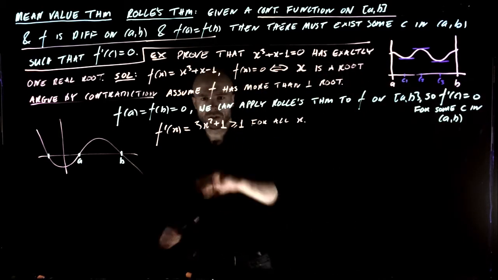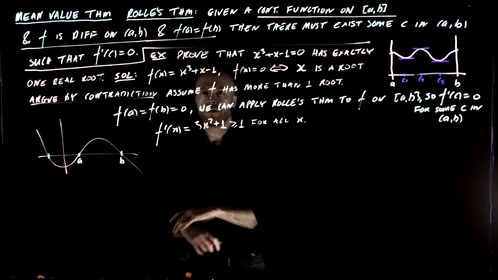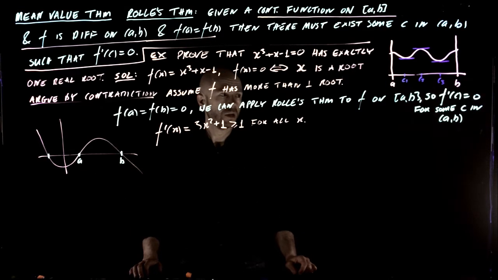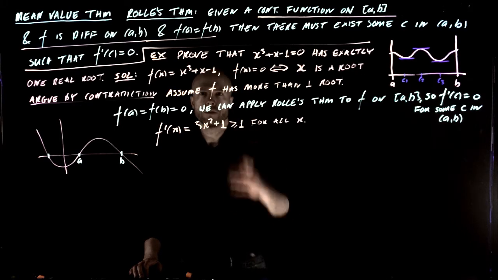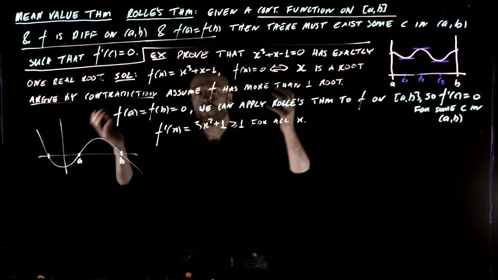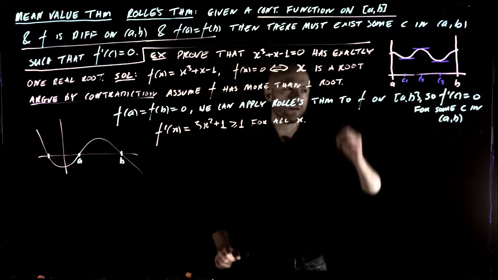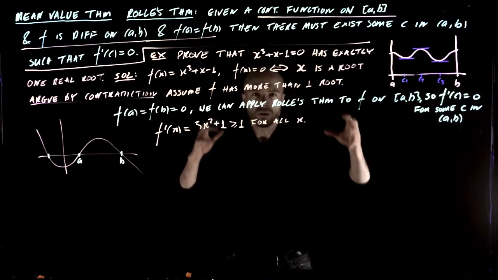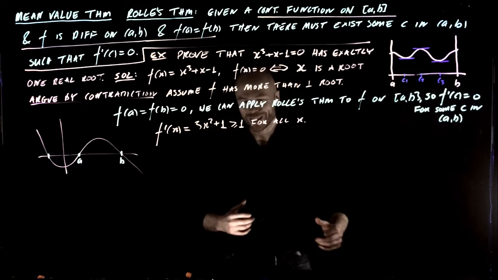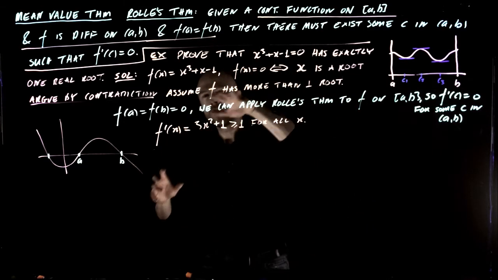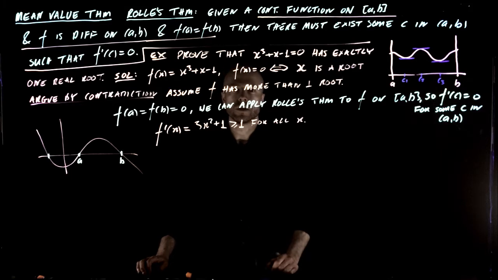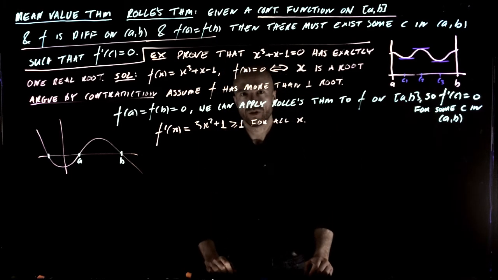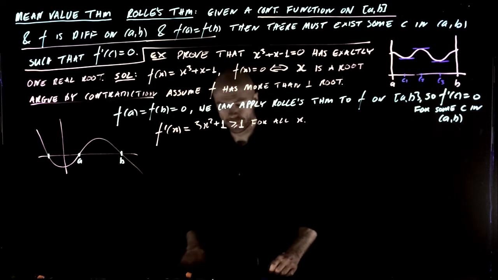However, we've also just calculated the derivative is always bigger than or equal to 1 everywhere, which includes everything between a and b. So that's a contradiction. We can't have both things true. We cannot have the derivative always bigger than or equal to 1 and there is some c between a and b where it's 0. So the only way the universe can continue is if we are wrong about our starting assumption. Our starting assumption that we have more than one root is not true.